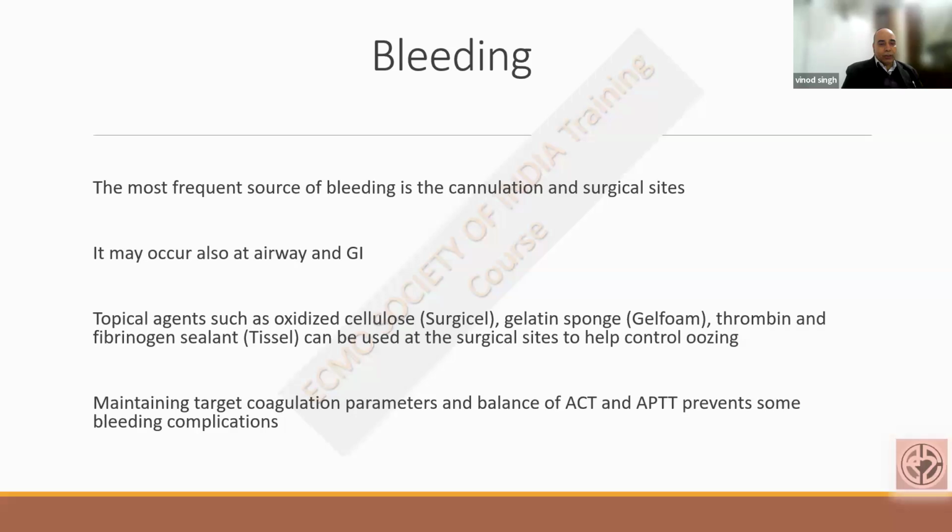And maintaining target coagulation parameters and a balance between ACT, APTT, and thrombotic parameters is very important for the prevention of complications. I'm not going to talk about the management of bleeding here, but one thing is important. If you have a major bleeding, you have to stop the heparin. Don't hesitate in stopping the heparin, because if you are maintaining a circuit flow of 4 to 5 liters, there is less chance that your patient is going to have a circuit clot. But be aware that you should keep a circuit or oxygenator ready, because clots occur suddenly and you have little time to change the circuit.